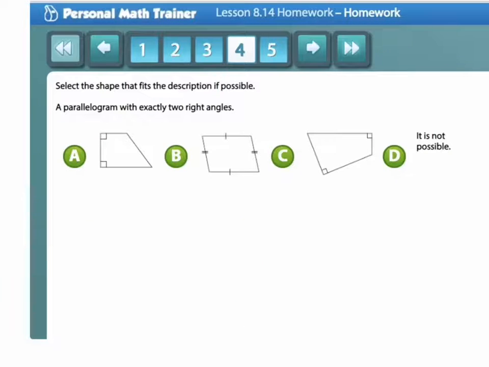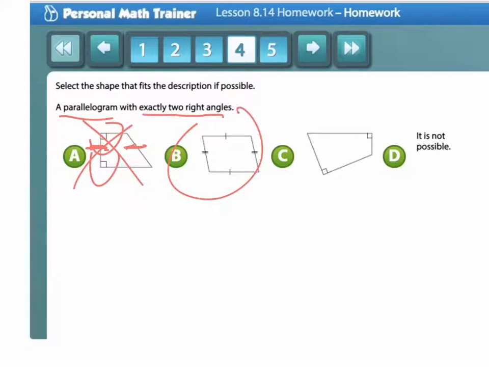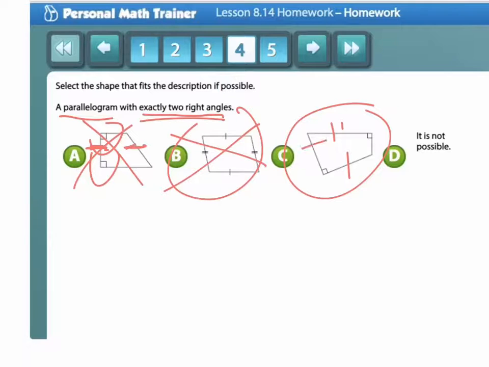So we're looking for a shape that will fit this description. A parallelogram with exactly 2 right angles. That's not a parallelogram, because in a parallelogram opposite sides have to be parallel, and these sides over here and here are not parallel. So that's not a parallelogram. This is a parallelogram, but it does not have exactly 2 right angles. So that's out. This is not a parallelogram because this side and this side are not parallel, nor are this side and this side. So this is not a parallelogram.